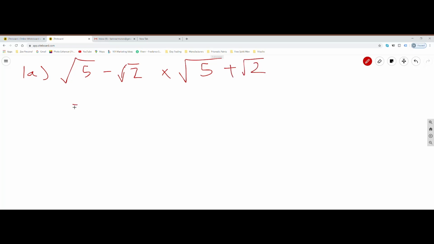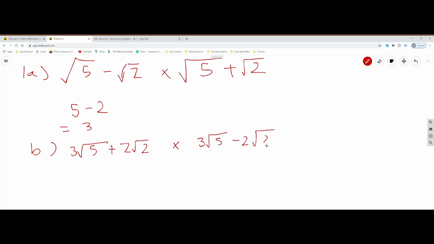So you have square root of 5 times square root of 5 is 5, and square root of 2 times square root of 2 is 2. You're left with 3. 3 square root 5 plus 2 square root 2. So you're going to multiply by the conjugate. 3 square root 5 minus 2 square root 2.